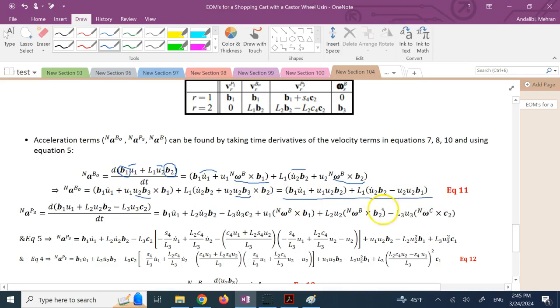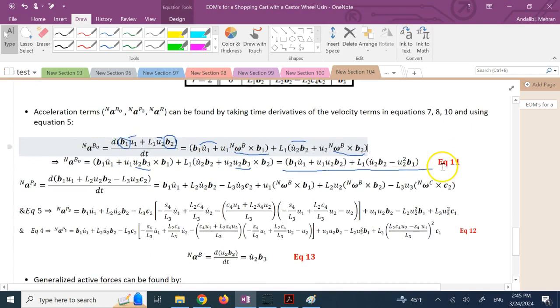Clearly, here this is a square term, so if you want, you can simplify this and write it like that. So equation 11 is the acceleration of point BO.